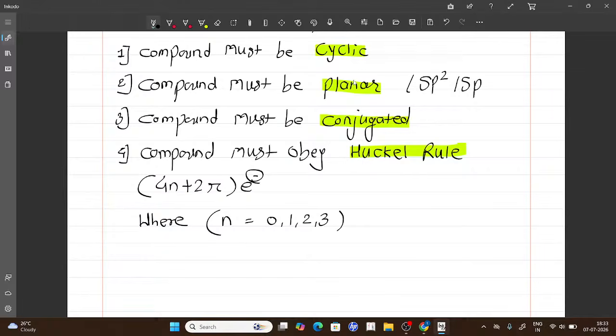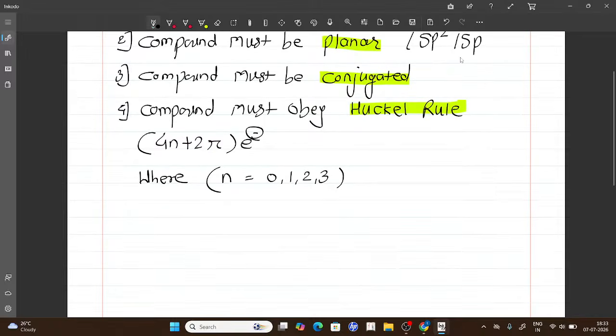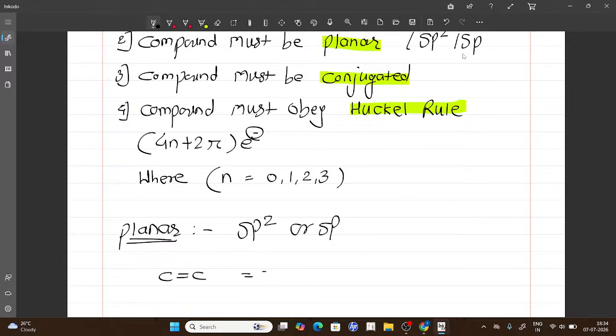Compound cyclic हवा है. Next one is it must be planar. So planarity साठी त्याच्याकडे एकतर sp2 or sp hybridized carbon पाहिजे. So what is a planar compound? Planar means the compound which is sp2 or sp hybridized. For example, the carbon-carbon double bond shows sp2 hybridization, while the carbon-carbon triple bonded compound shows sp hybridization.